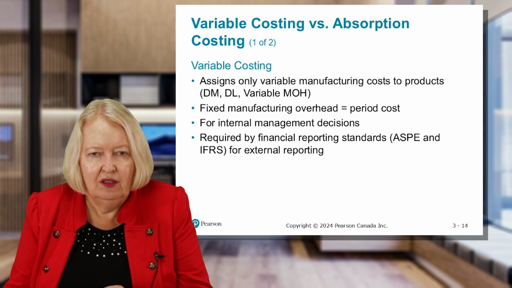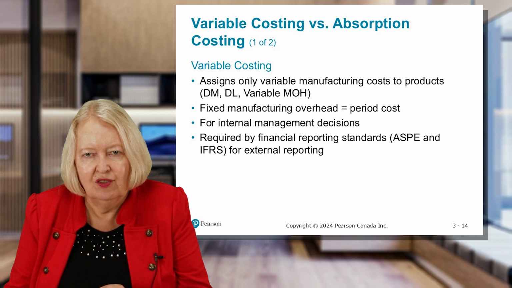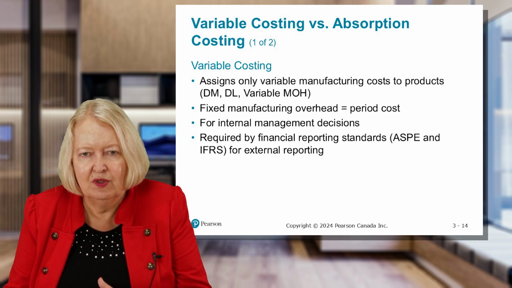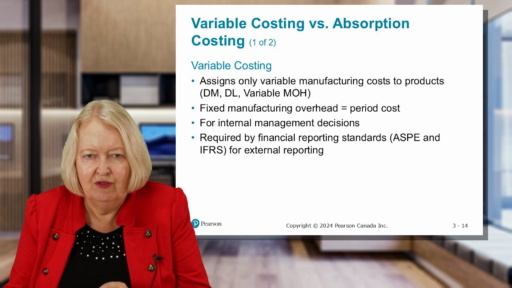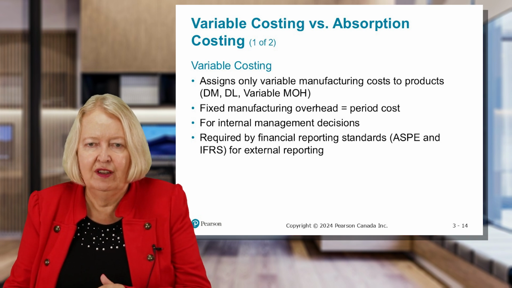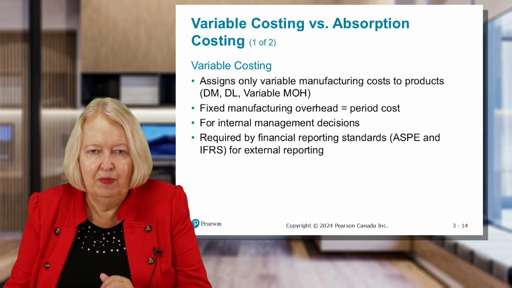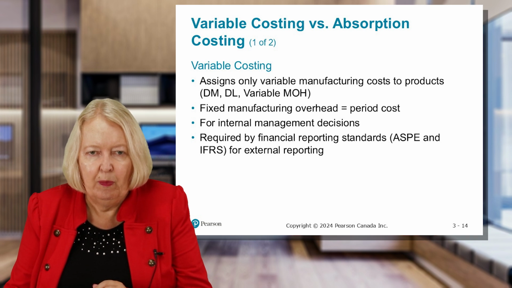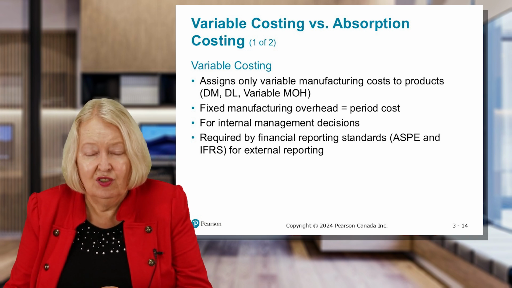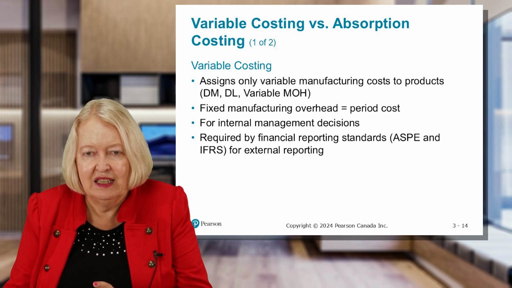So another way to look at your information is through variable costing versus absorption costing. Variable costing includes only the variable manufacturing costs. So it's the direct materials, direct labor, and your variable manufacturing overhead. Your fixed manufacturing overhead is considered to be a period cost. So that's the cost, say, to lease your building or to pay the insurance, etc. Variable costing is for internal use only. You do not use that for external reporting. But it can give you a lot more information to help management make decisions.